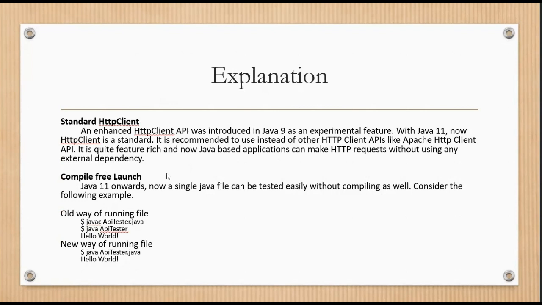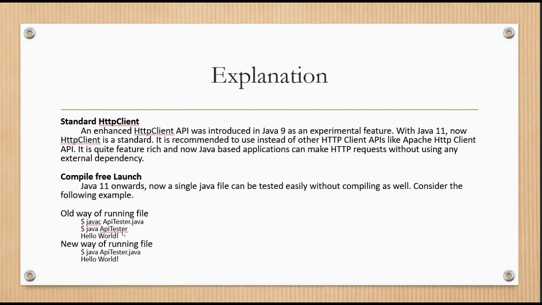And the next one, compile-free launch, from Java 11 onwards. In the traditional way of compiling and interpreting a Java class, we used to use the javac command for compiling the .java file, and once it is compiled you'll get the .class file created in your given directory. Then with the help of the interpreter java command, we used to run the class using the class name, right?